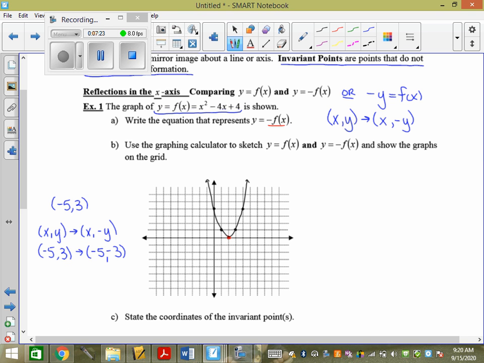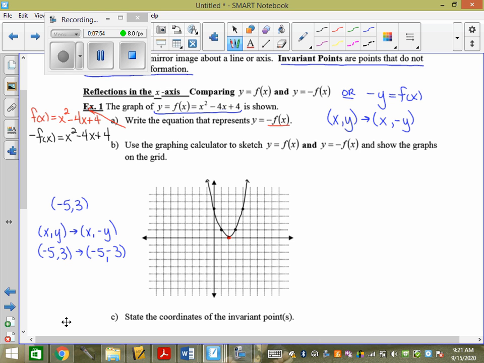This is negative f of x. So I need to negate my f of x. We agree? So I'm going to go to my equation. I'll just do it here. So I'm going to go f of x. This is my equation. X squared minus 4x plus 4. We agree? They want me to negate my f of x. So I'm going to go negative f of x equals x squared minus 4x plus 4.